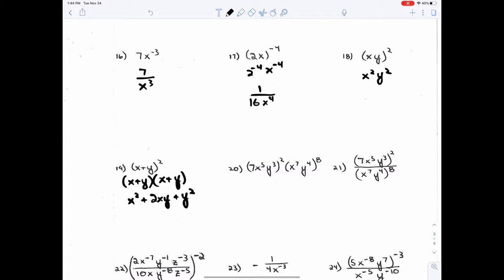Okay, here you do the exponents first, and then you do the multiplication. So we have 7 squared, x to the 10th, y to the 6th, and x to the 56th, y to the 32nd. Now I'll combine what I can. The 7 squared becomes 49. The x to the 10th and x to the 56th becomes x to the 66th. And the y to the 6th and the y to the 32nd, you add those and it becomes y to the 38th.